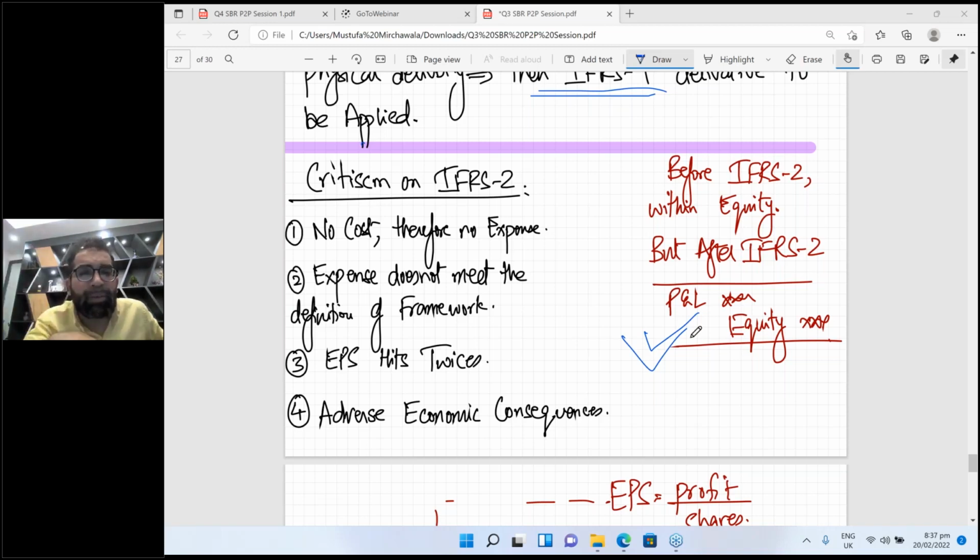Now the first criticism is: no cost, therefore no expense. No cost, therefore no charge. People said that we are just giving shares, so why should we book the expense? There is no cost to us. We don't have to pay any cash. IFRS 2 said, no, these costs are valuable. You have a share price in the stock market. There is a worth of these shares in the stock market. So don't say no cost. Yes, there is an opportunity cost. If you issue these shares in the market, you will get some big amount, and now you are sacrificing that amount. So there is a cost. This was the reply.